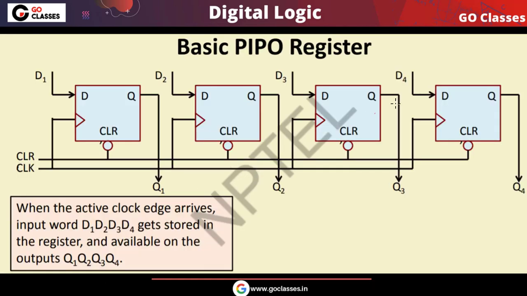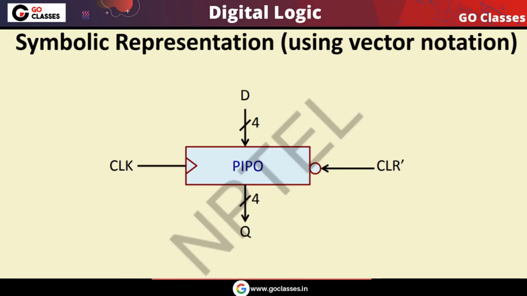So you can notice this is the actual implementation of a parallel in, parallel out register, and this is the symbolic notation. We have basically 4 D flip-flops. So 4 inputs, these are the parallel inputs, and these are the parallel outputs. This is the common clock. And you can notice we can also have a clear input.